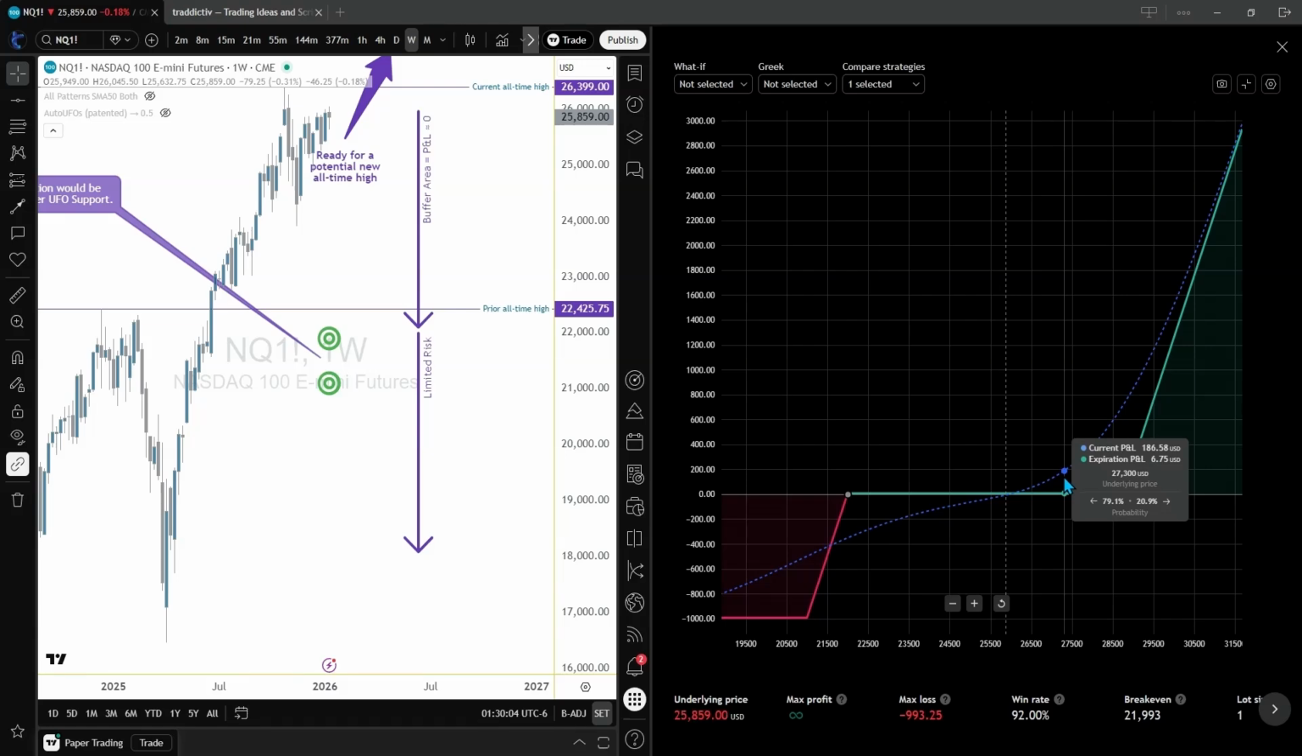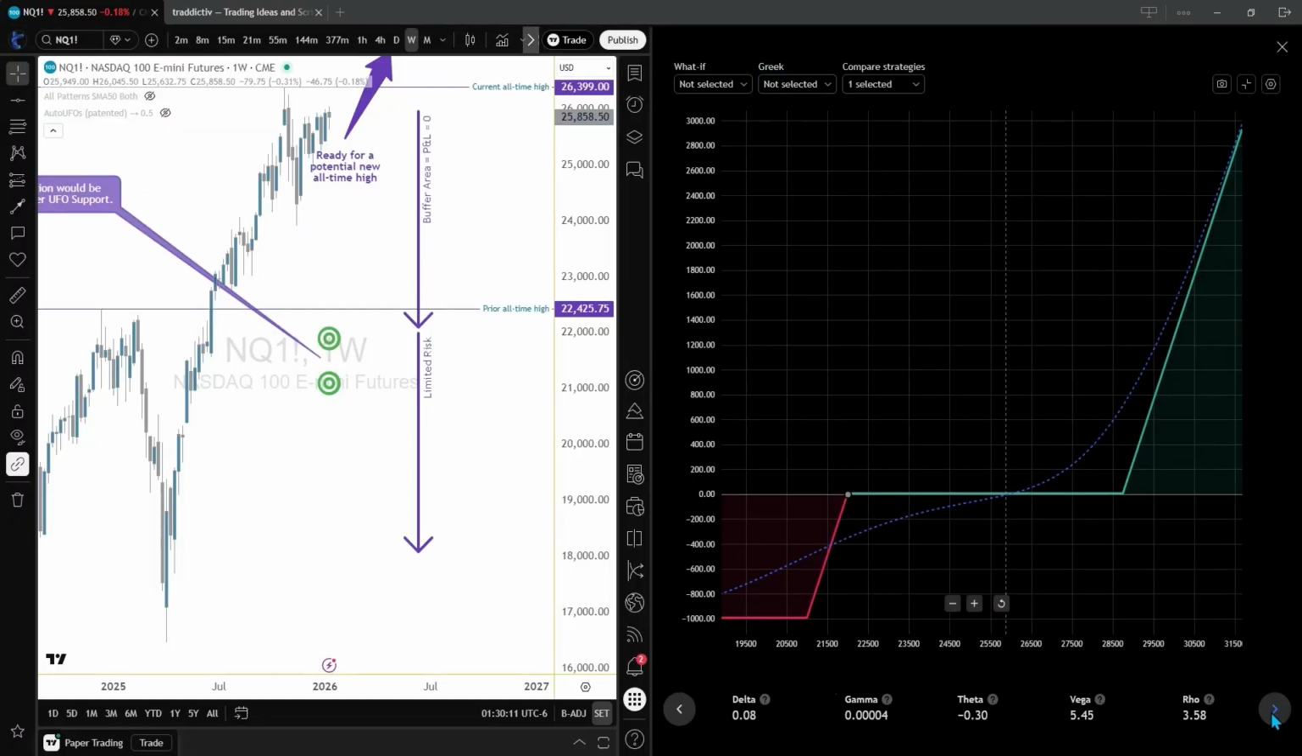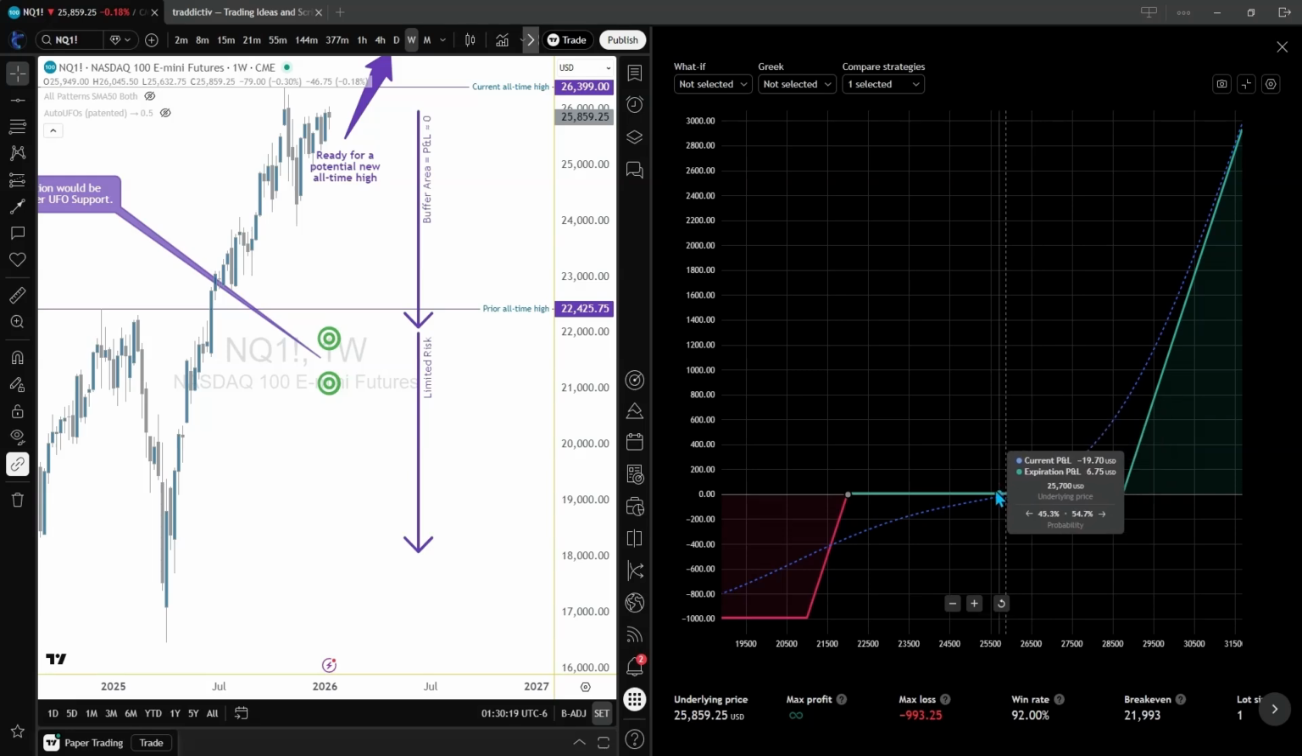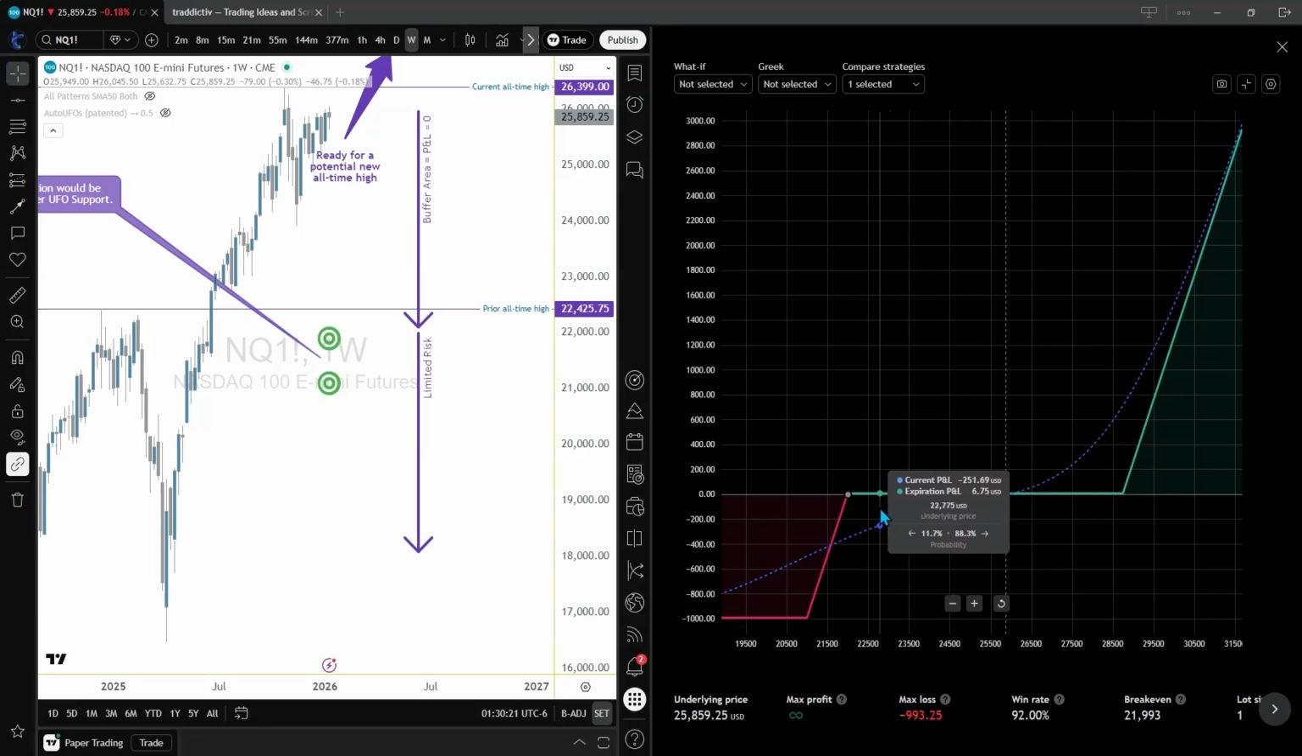It's a positive delta trade. As we can see, if I move to deltas, we can see we have a little bit of positive delta that would increase as the market goes higher. If the market was to go lower, of course, we start losing money. But notice that as we are also approaching the expiration date, we will end up meeting that green line.